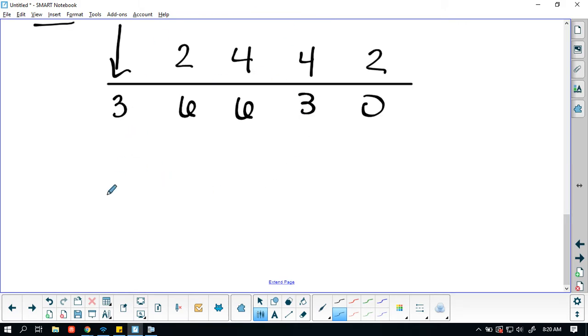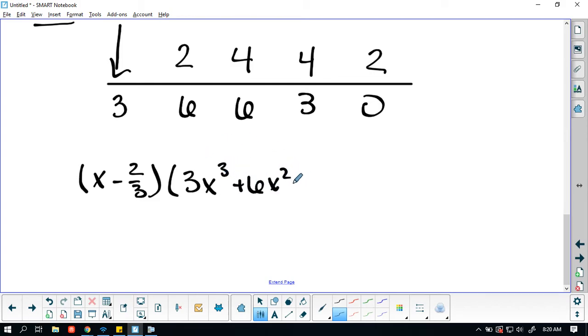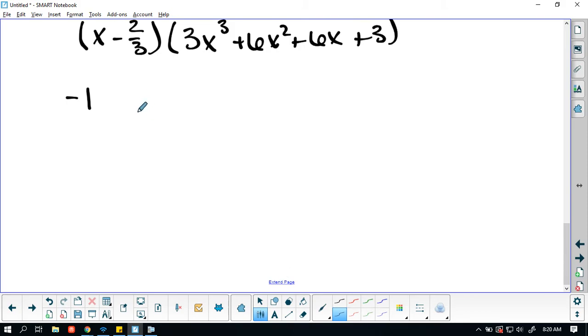We're looking at the equation (x minus 2/3) times (3x cubed plus 6x squared plus 6x plus 3). And now I'm going to factor this one. Again, I told you before that using synthetic division reveals that 2/3 and -1 are the roots. So I'm going to divide the -1 into this polynomial, 3x cubed plus 6x squared plus 6x plus 3. So 3, 6, 6, 3.